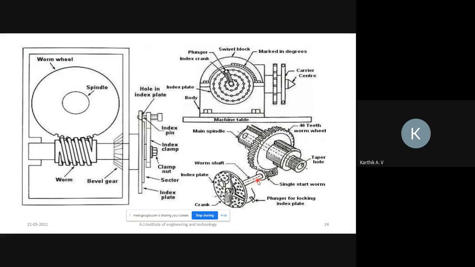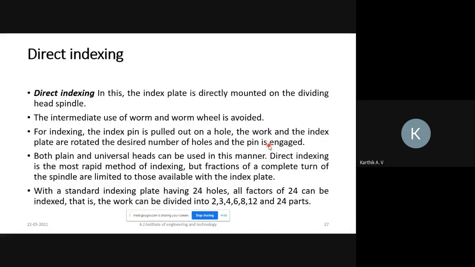Now the indirect simple indexing mechanism. Here the worm wheel is connected to the spur gear. Consider this spur gear is having 40 teeth. One rotation of this crank is equal to one tooth movement in the spur gear. So 40 full rotations of this crank is equal to one full rotation of the spur gear. That is called the simple indexing mechanism. Understood?